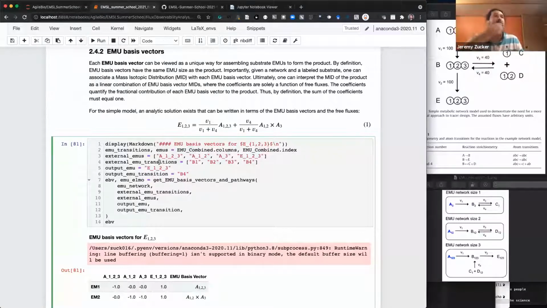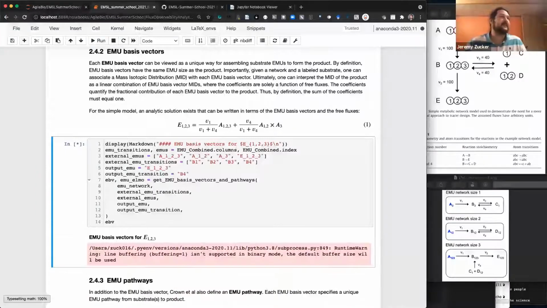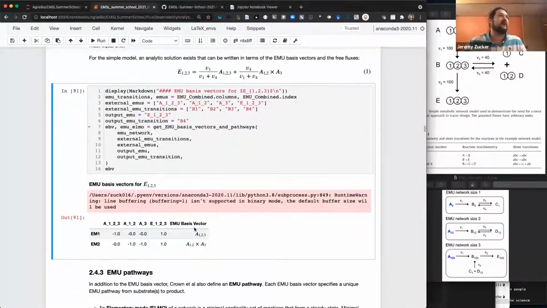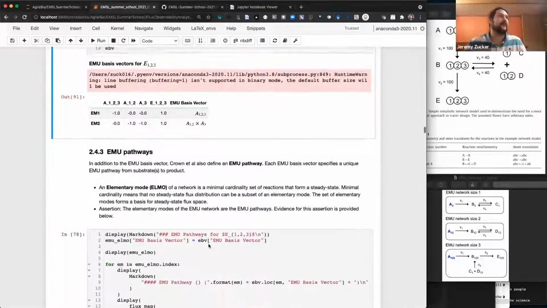So now, this is the analytic solution. If I knew what my V1 and my V4 was, then I could calculate it. But even if I don't, if I know my E123, I can back calculate to figure out what V1 and V4 must have been. And so that's what we're going to do here. So here's the EMU basis vector for E123. It's basically this product of A123 and A12 convolved with A3.